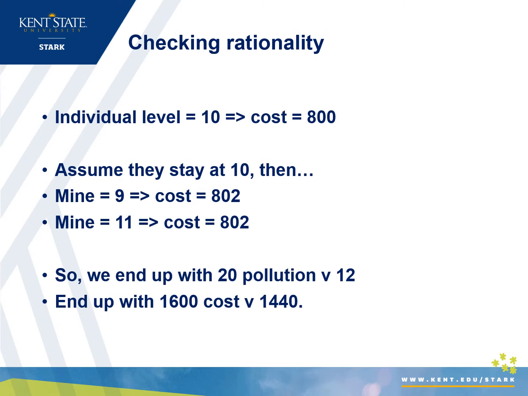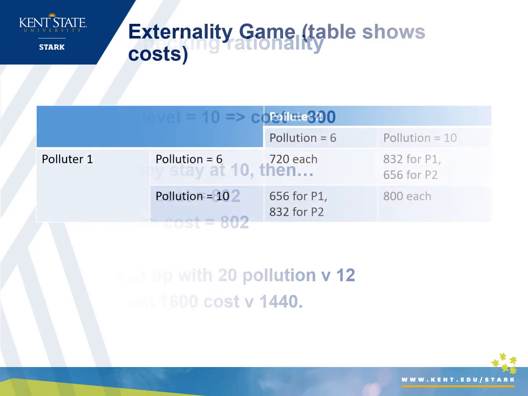First, let's just double check rationality. Look at these individual levels of 10. Let's suppose that polluter number 2 is polluting 10. If I'm polluting 10, my cost then would be 800. If I decide to decrease a bit to 9, my cost goes up to 802. If I increase a bit to 11, my cost goes up to 802. So if they're at 10, I also want to stay at 10. So end result, we have 20 pollution versus 12, 1600 cost versus 1440.